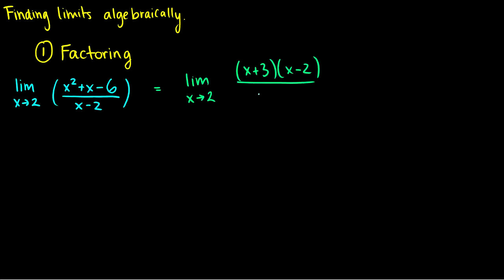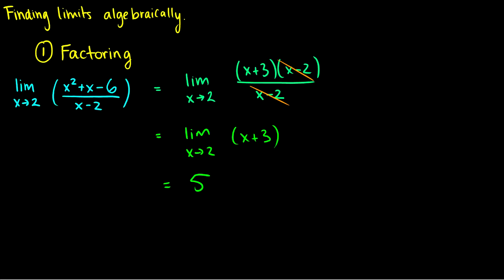Then on the bottom, we still have x minus 2. And at this point, we have some luck here because these can cancel. And then we'll be left with the limit as x goes to 2 of x plus 3. And at this point, we can just substitute x in. So now we can just say it's 2 plus 3, which is equal to 5.